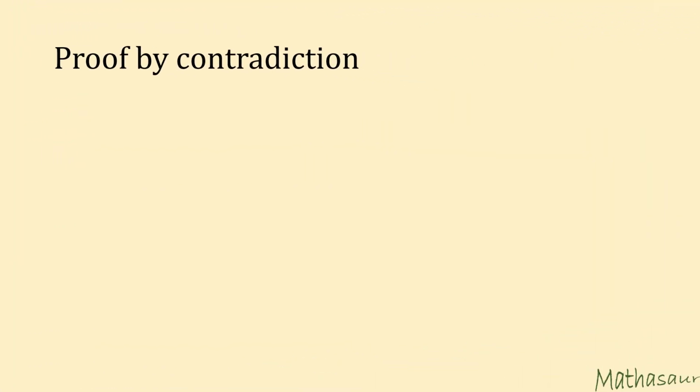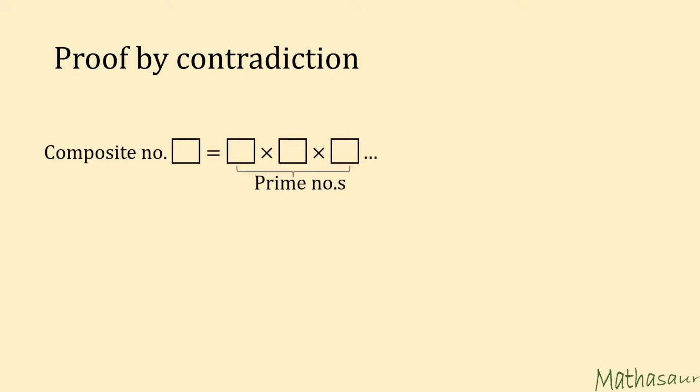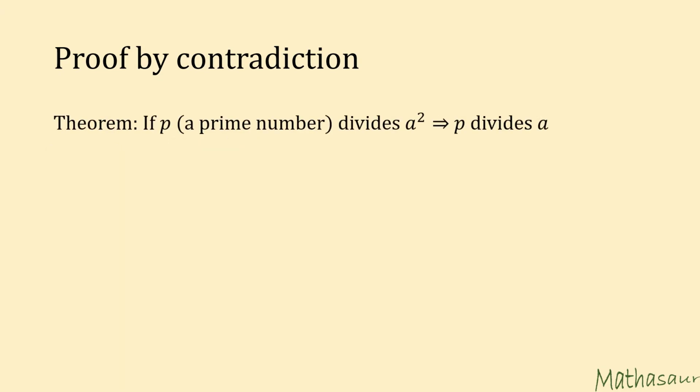Today, let us look at a concept called proof by contradiction. This is a technique that uses the fundamental theorem of arithmetic, which says that a composite number can be represented as a product of primes. Let us also look at another result. If p, a prime number, divides a square, then that implies that p divides a.